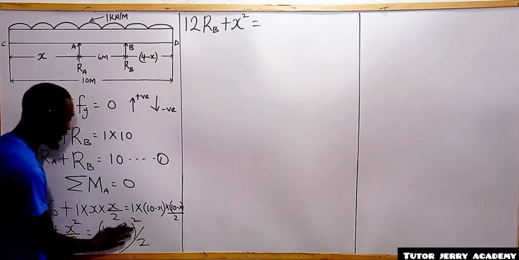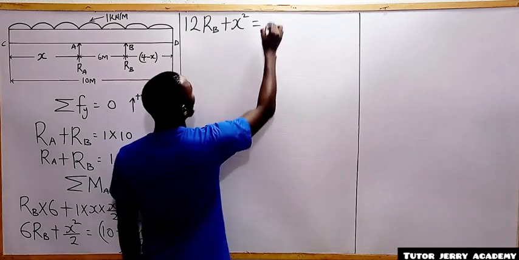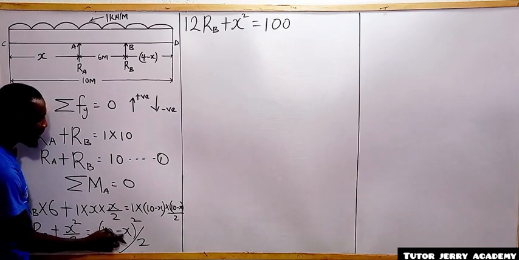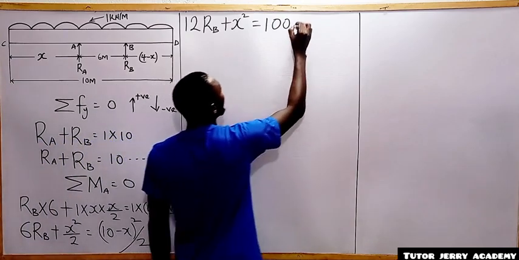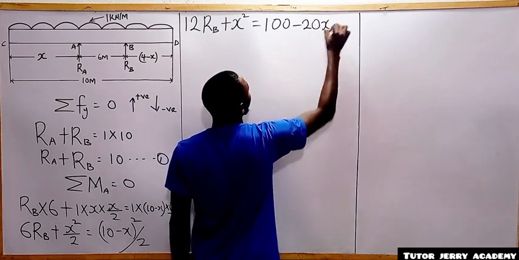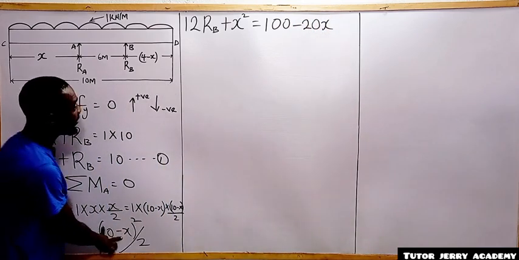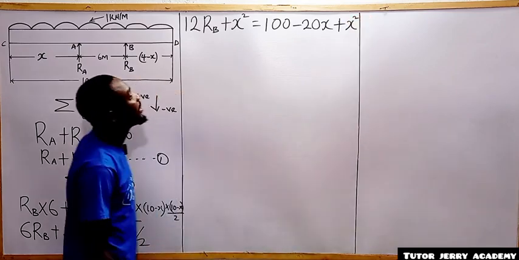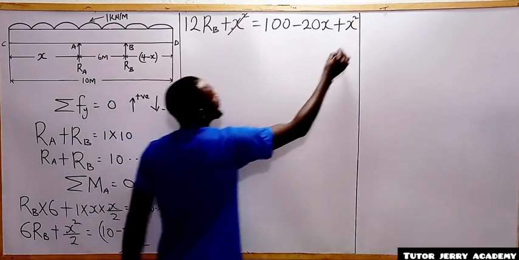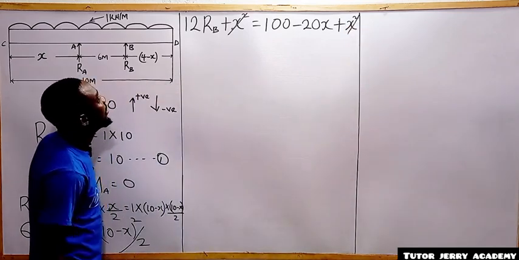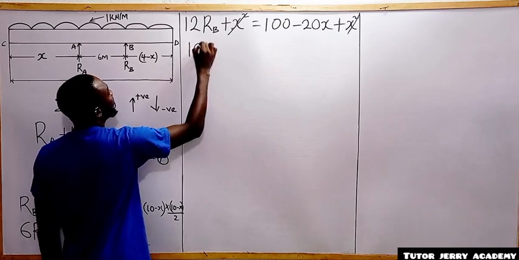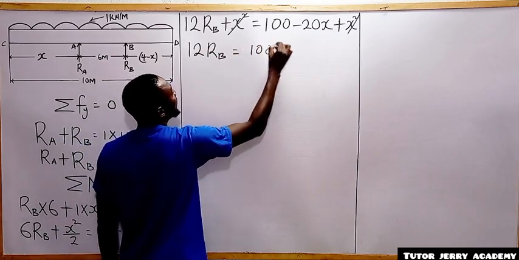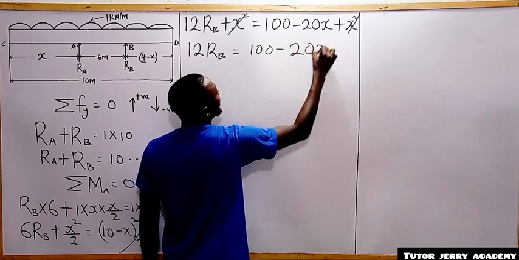So if we open this bracket, you put your square on 10, we are going to have 100. Then we are going to say 10 multiplied by minus S multiplied by 2, we are going to have minus 20S. Then if you put your square on negative S, you are going to have positive S squared. All right, so if you look at this carefully, this S squared, we cancel out this S squared here, then we'll be left with what? We're left with 12 RB equals to 100 minus 20S.